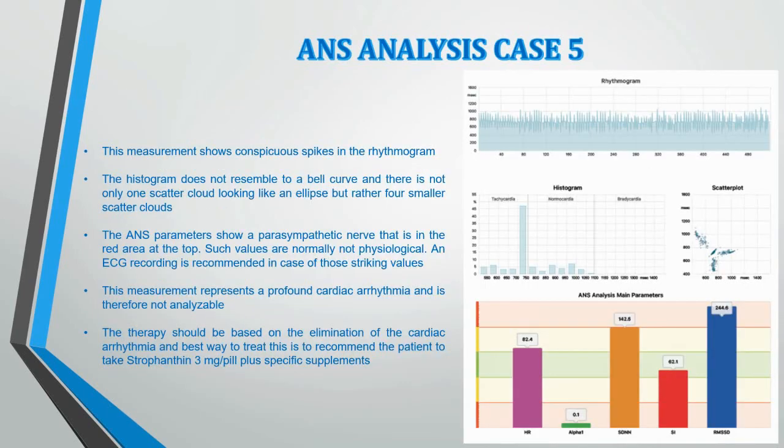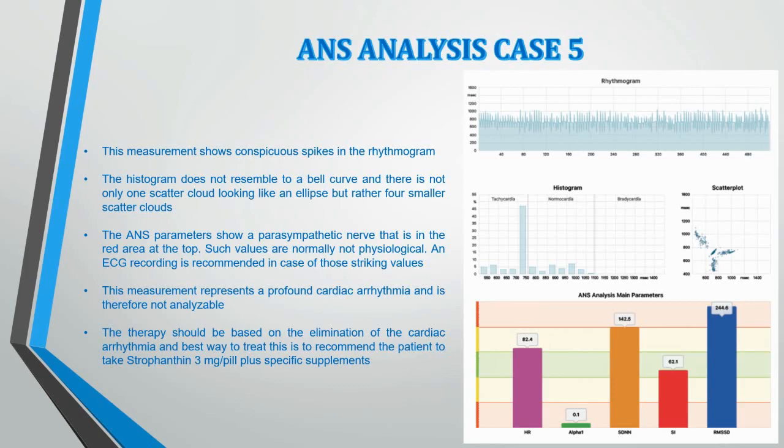Here we have another example of a totally different looking result from the measurements. So what can we see here? We see conspicuous spikes in the arrhythmogram first. And then when we look at a histogram, it does not resemble a bell curve at all. There is not only one scatter cloud that looks like an ellipse, but rather 4 smaller scatter clouds in the scatter plot also. So what does this all mean?